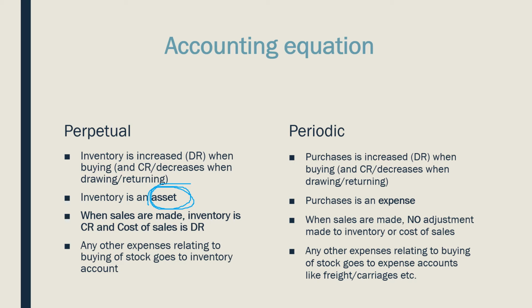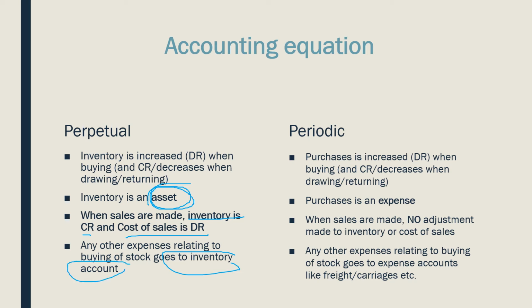When we then had a sale, we would credit inventory as an asset and we would debit cost of sales in the equity column. Okay, and anything else relating to inventory purchases, so transfer duties or any other inventory related expenses would also be going into the inventory account, which is an asset in the accounting equation.